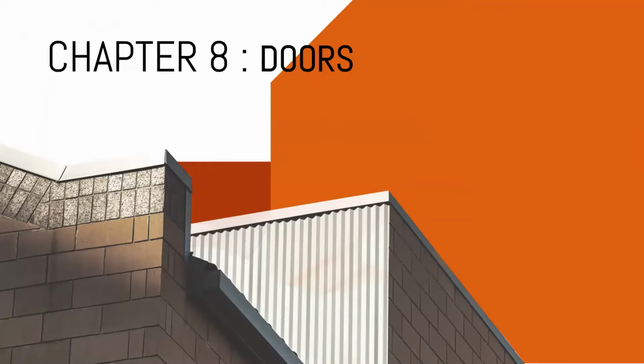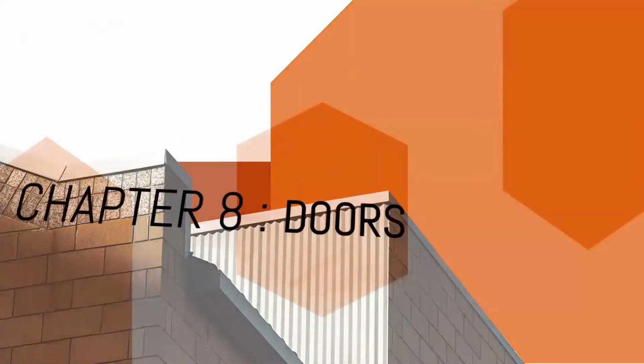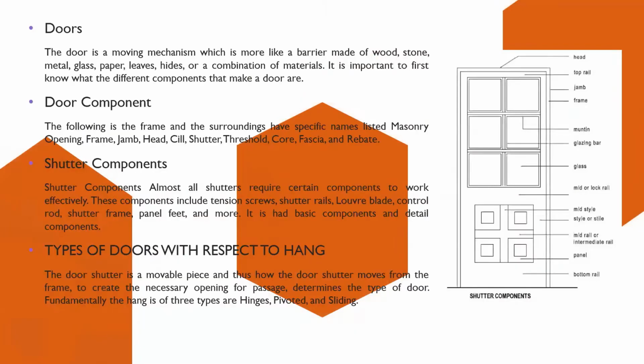Chapter 8: Doors. A door is a moving mechanism, more like a barrier, made of wood, stone, metal, glass, paper, leaves, height, or a combination of materials. It is important to first know the different components that make a door.